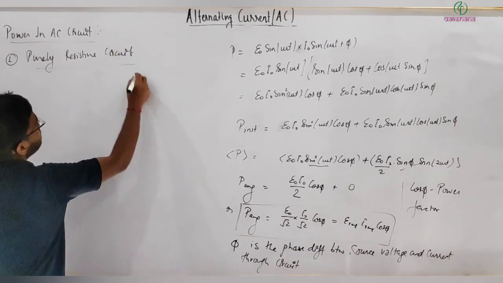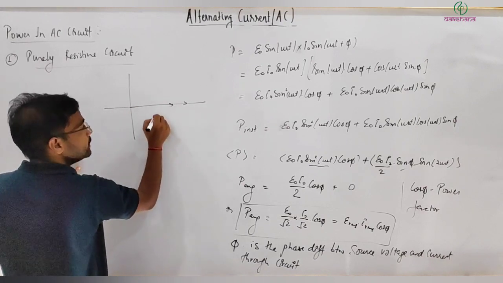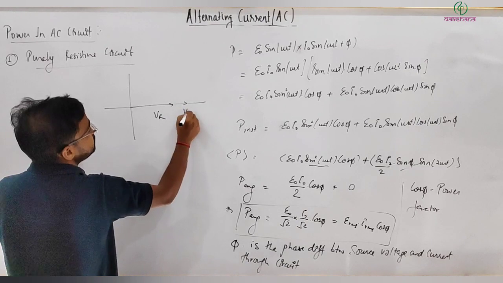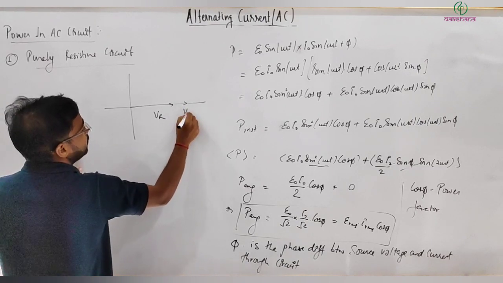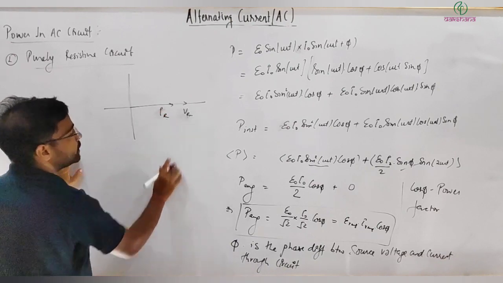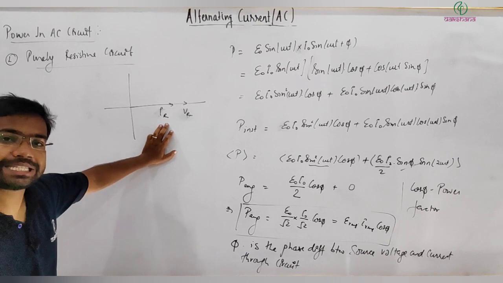So you must be remembering what we have already seen. This is VR and this is I, the current through the resistor. And you must be knowing that this is the phasor diagram for a purely resistive circuit.